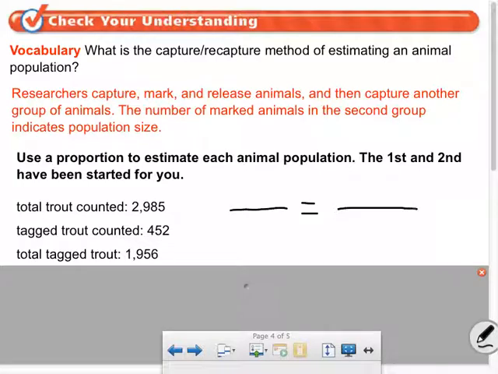So we've got a proportion. For my ratio on the left-hand side of my proportion, what's going in the numerator? 452. Okay, what goes in the denominator? 1,950. What's that? 1,950.